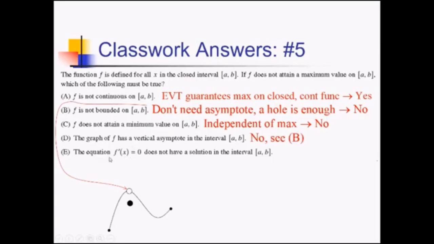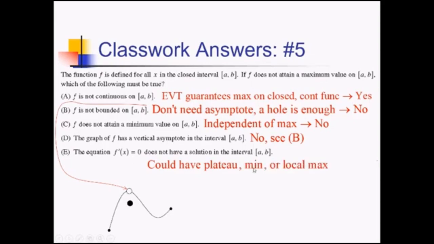And then E, the equation f prime of x equals 0 does not have a solution. They're saying there's no smooth turnarounds, but there certainly could be. We also could have a plateau, in which case you would not have a maximum value. So lots of ways for this last one to be disproven. So that's also a no.